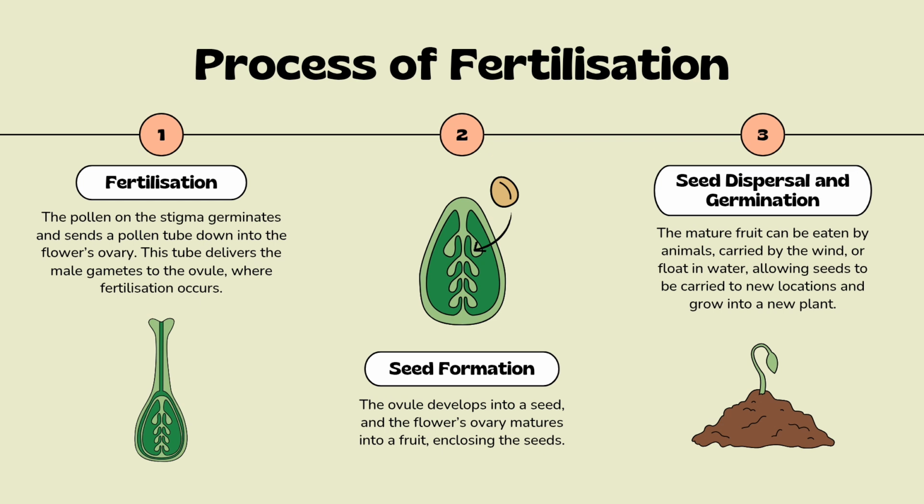Then comes seed dispersal. Seeds need to travel to new places to grow into new plants. They can be carried by wind, water, or animals. Sometimes animals eat the fruit and later drop the seeds somewhere else. Nature has its own smart transport system. Finally, when the seed gets proper water, air, and temperature, it germinates and grows into a new plant. And the cycle starts all over again.